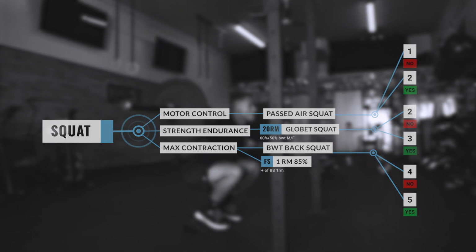Okay, so that's where I land in the squat pattern. So I just looked at it from motor control to strength endurance to max contraction. So I was a yes on motor control, I was a yes on strength endurance, and then I was a no on max contractions. Okay, so now I'm just going to continue to move along. Okay, so step 2, I'm going to choose exercises from express while keeping in mind why I was told to do that.